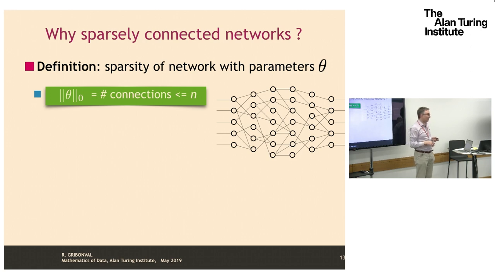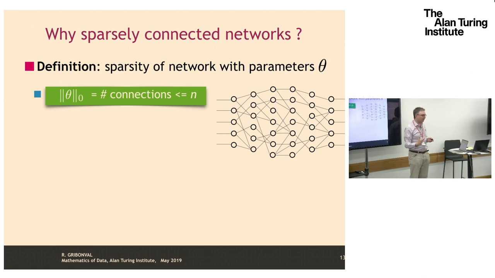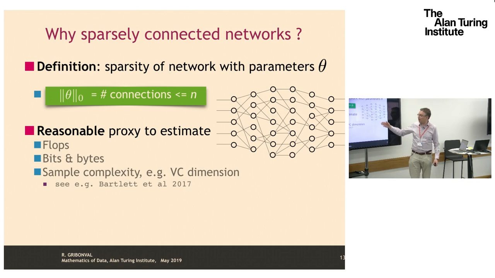Why is it useful to think about sparsity in this context? Well, because the sparsity here controls the number of multiplications when computing the output given the input. So it controls the number of flops.